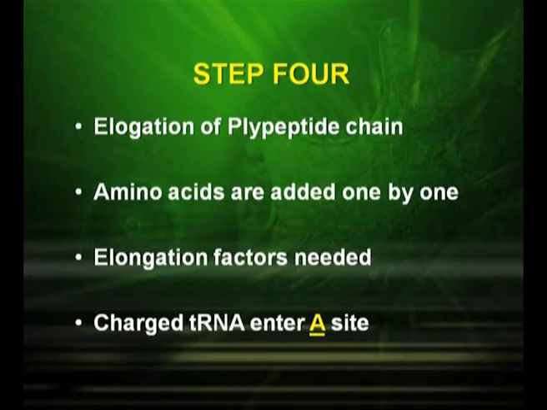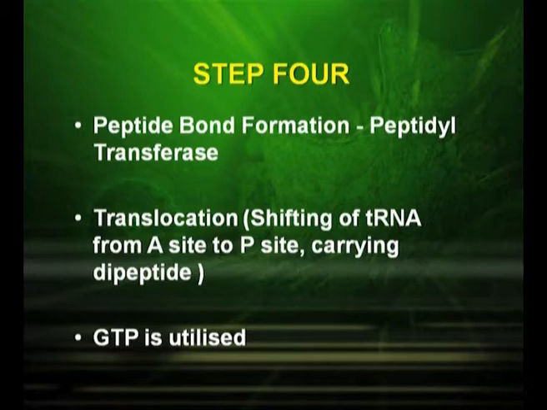Now, let us see step 4, that is the elongation of polypeptide chain. During the elongation process, the amino acids are added one by one. Elongation factors are needed. Charged tRNA enters the A site, that is the amino acyl site. There is peptide bond formation, which is catalyzed by the enzyme peptidyl transferase. Translocation, that is shifting of tRNA from A site to P site, takes place. The source of energy is GTP.